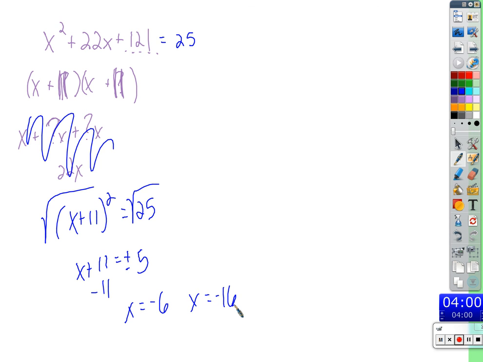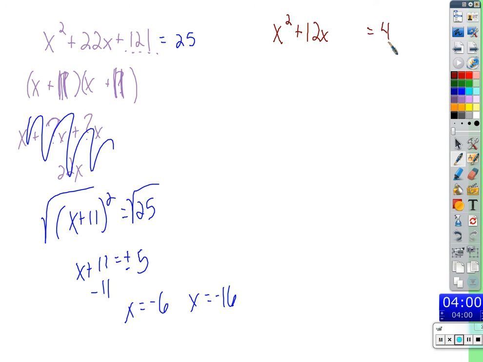Now that's an easy example because 25 had a nice whole number, perfect square root. But let's see how we would use this in another scenario. Let's say we had x squared plus 12x. And say we didn't have any number there. Okay, let's say that's equal to 4.